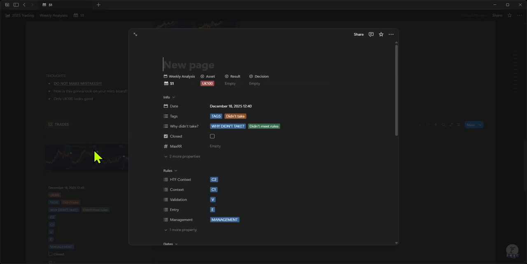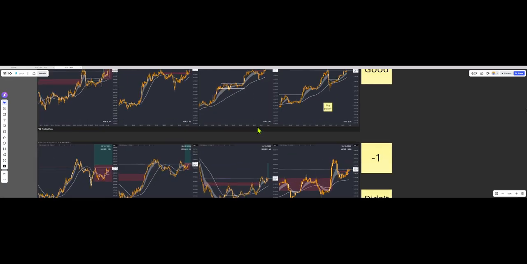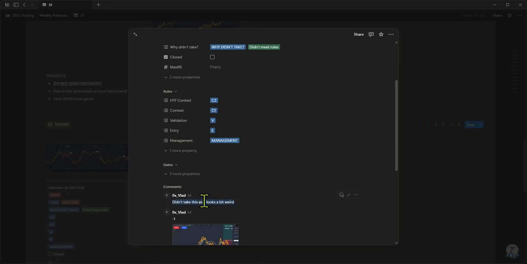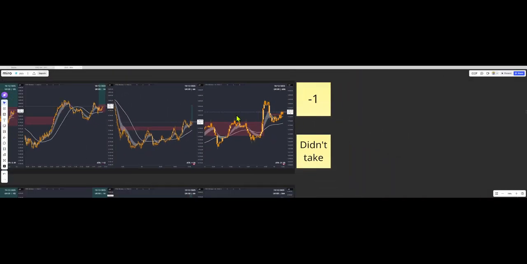So I do end up... Oh, I don't. It's a trade on UK 100, but I don't actually end up taking it. Why not? Didn't take this as it looks a bit weird. Okay, well, let's see what's happening.